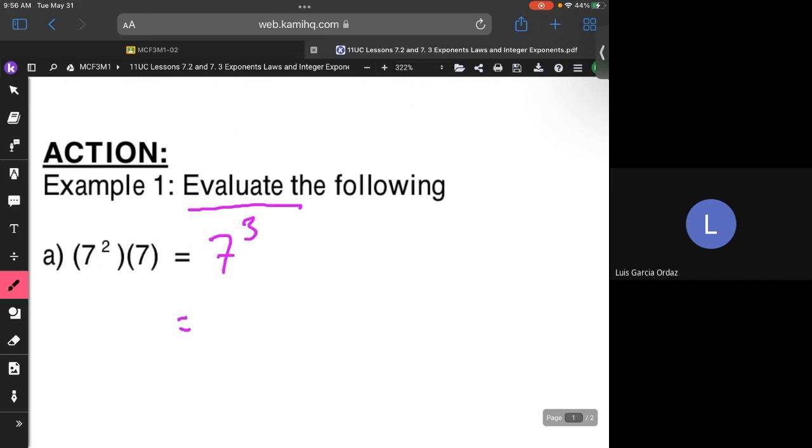You can use your phone. You don't really need a scientific calculator for this. 343. There we go.